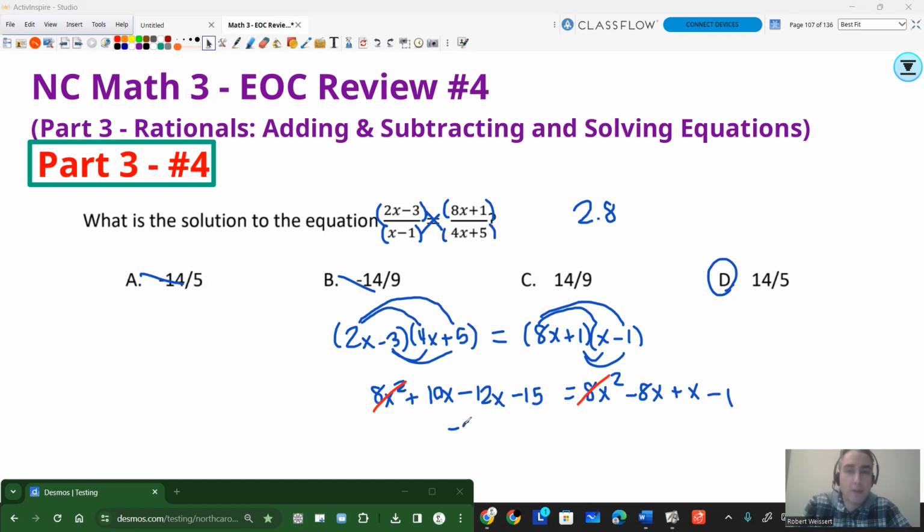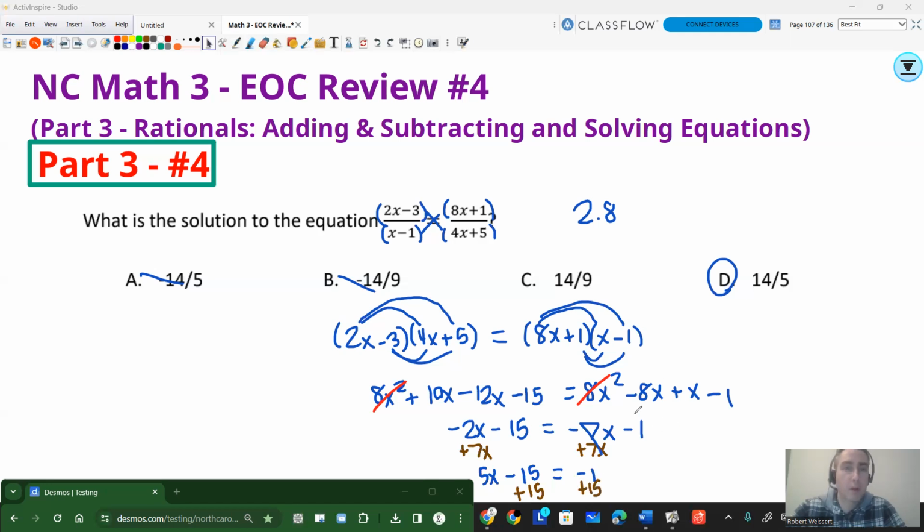10 minus 12 is negative 2, so negative 2x minus 15. Negative 8 plus 1 is negative 7, so negative 7x minus 1. I'm going to add the 7x to both sides to keep it positive. So negative 2 and 7 is positive 5. So 5x minus 15 equals negative 1. Finally, I want to add 15 to both sides, and that's going to give me negative 1 plus 15, which is going to be 14.